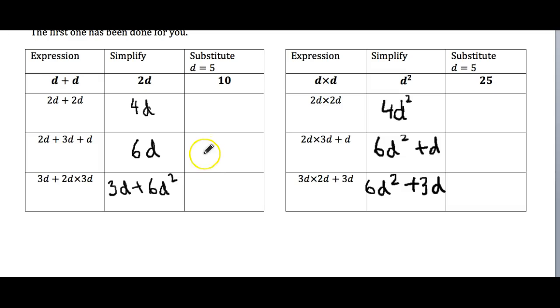All right, now let's do our substitution. So if d equals 5, we're going to have 4 times 5, which is 20. This one here, 6 times 5, which is 30. And even if people didn't get this right, I noticed you got your substitution right. So that's good, but do make sure you can actually simplify it as well.